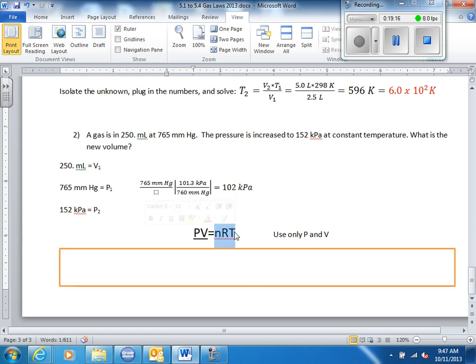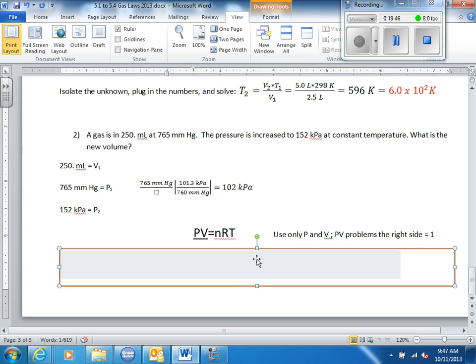Here's a mistake lots of students make with PV problems. And you might want to write this down, make a note for yourself. PV problems, the right side equals 1. A lot of students will write PV equals 0 and they get very confused. If these are all constant and you're dividing them by the same constants, a number divided by itself is just 1. So that is why the right side will equal 1. So we get P2 V2 over P1 V1 is 1.